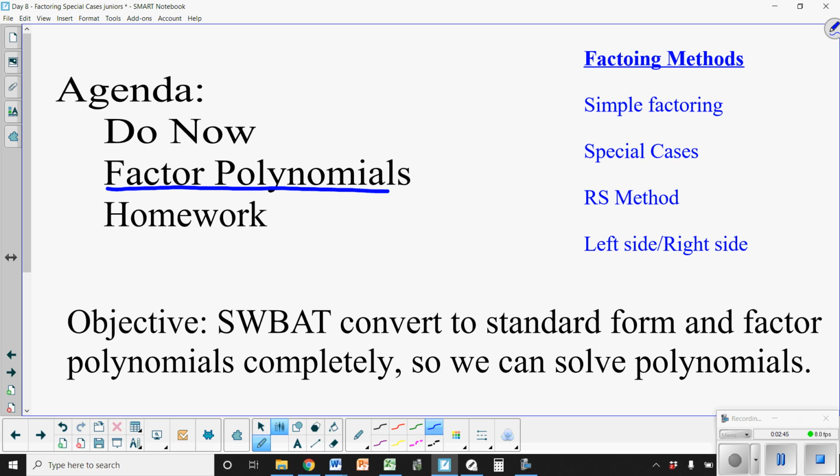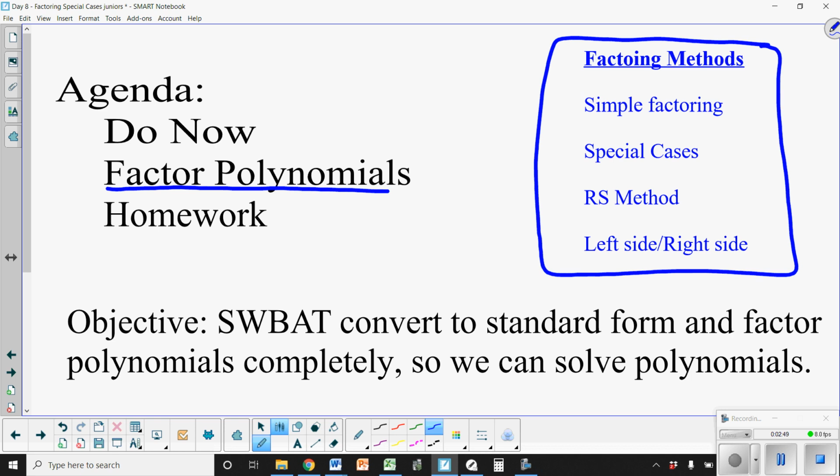And notice that I have these factor methods on the right-hand side here. So some methods that we already know. We know simple factoring, where we just factor out a number or a variable. We know the RS method. We know left side, right side. That's part of the RS method. The one thing we don't know is we don't know the special cases yet. We're going to be learning those next class. And today we're just going to focus on simple factoring, and we're going to focus on the RS method.